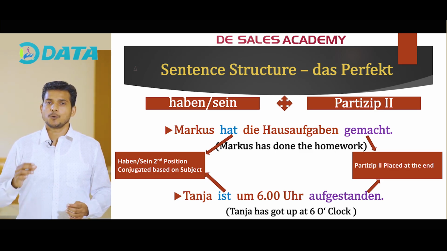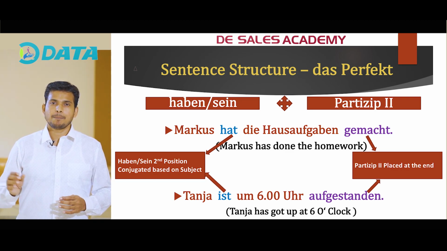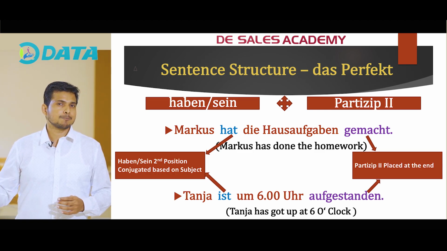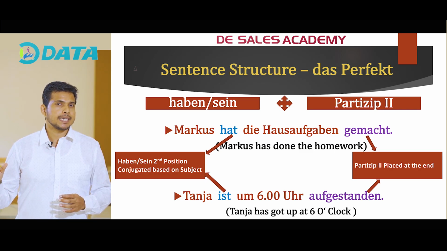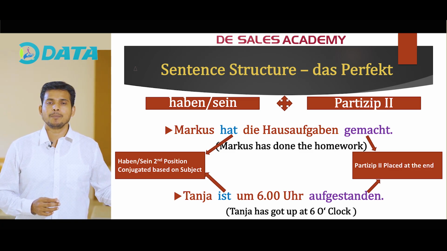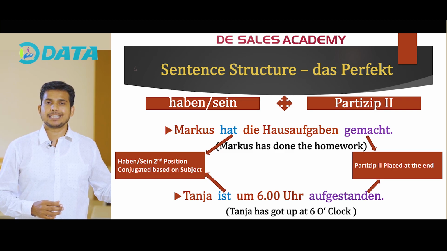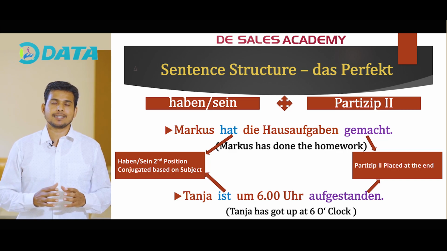Tanja ist um 6 Uhr aufgestanden. We have used the Partizip zwei form of aufstehen in this sentence, and it is placed at the end of the sentence. Since the verb aufstehen shows movement, we have used the sein form in this sentence, and the sein form is placed in the second position, and it is conjugated according to the subject Tanja. Tanja ist 6 Uhr aufgestanden.